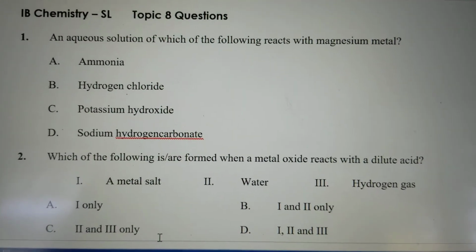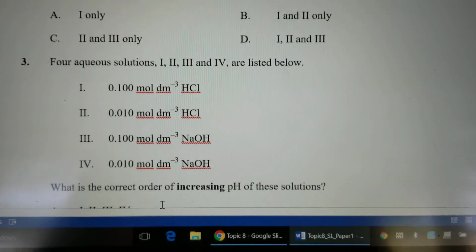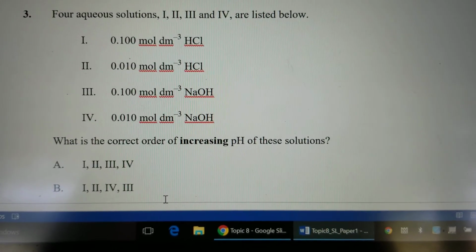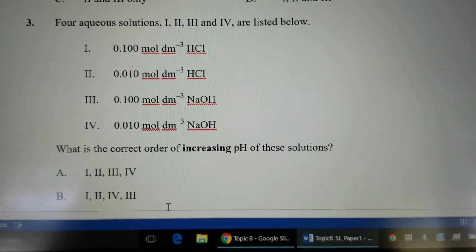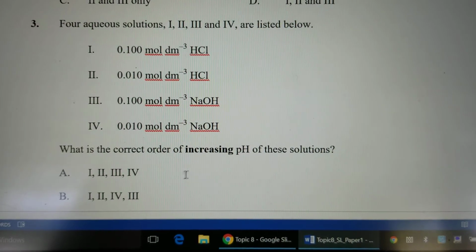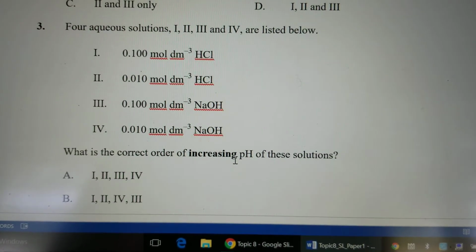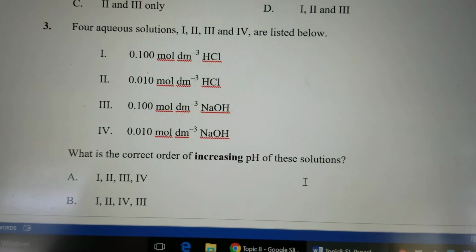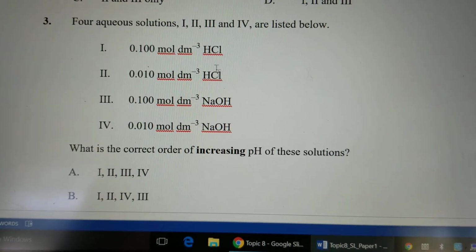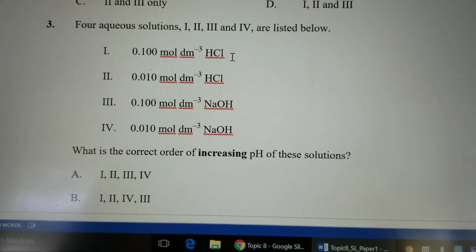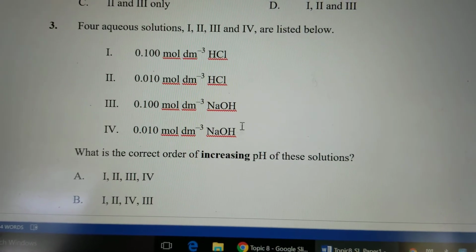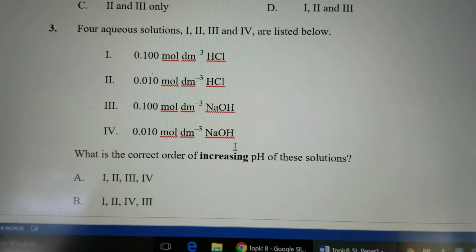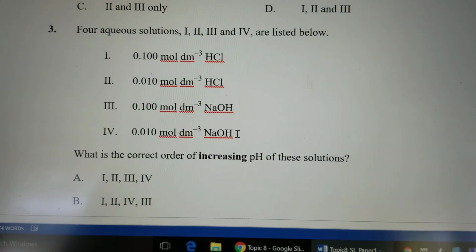Okay, I'm going to go down to number 3 next. Number 3 says there are 4 solutions, and it wants to know what they are if you listed them in order of increasing pH, that means the lowest pH first, highest pH last. So definitely the lowest pH is going to be one of the acids, HCl, and then the highest one, the last one, is going to be one of the bases.